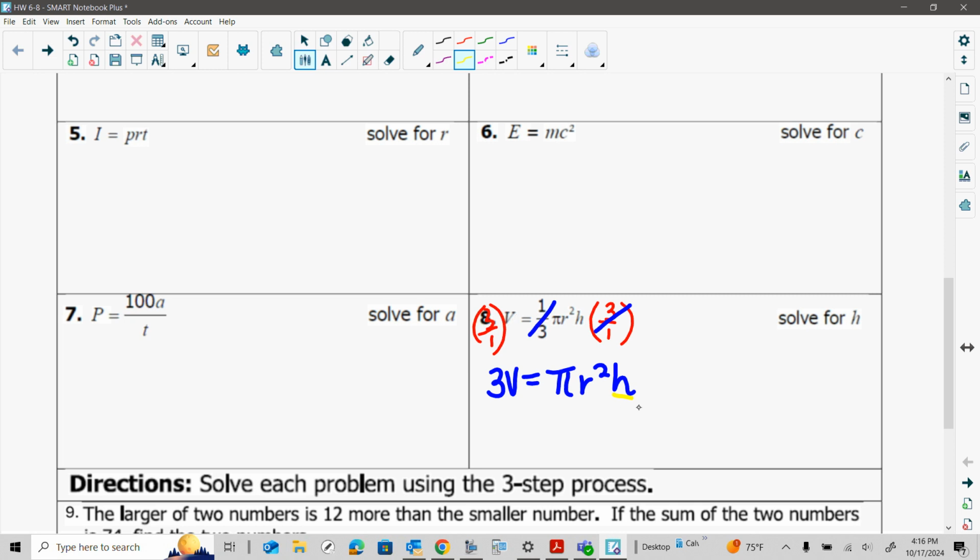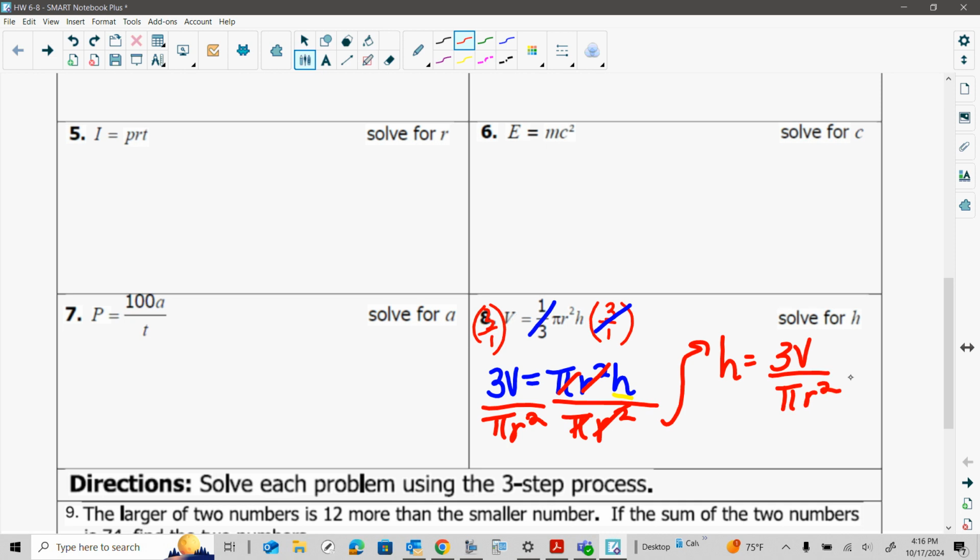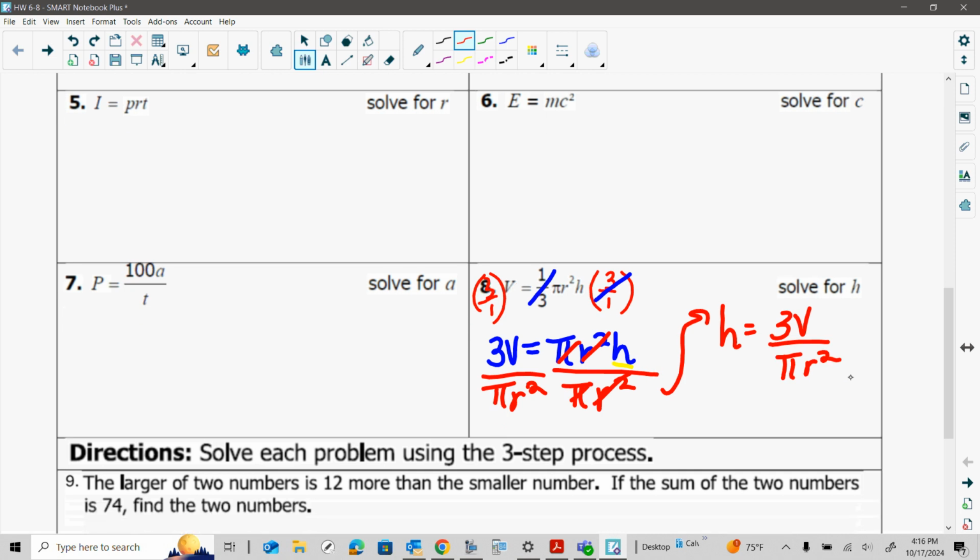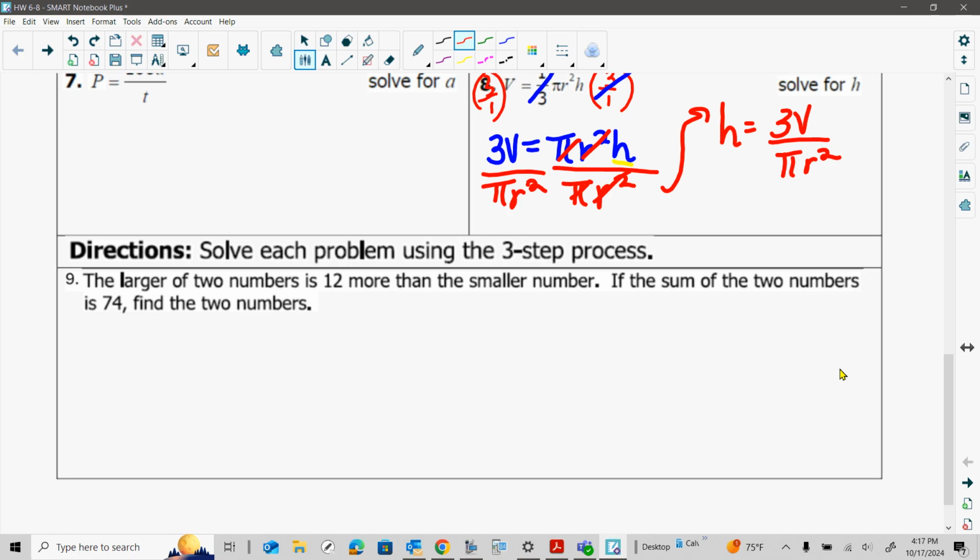And since we're trying to isolate the h, solve for the h, if you have two variables and you're trying to undo this multiplication that's in between them, so those little dots are indicating the multiplication, then I can divide by both variables. I can divide by more than one variable. So this is dividing by pi and the r, I said rh, sorry, r squared. And so those variables cancel, and our h is equal to 3v over pi r squared. Okay. Then the remaining is doing our word problems.